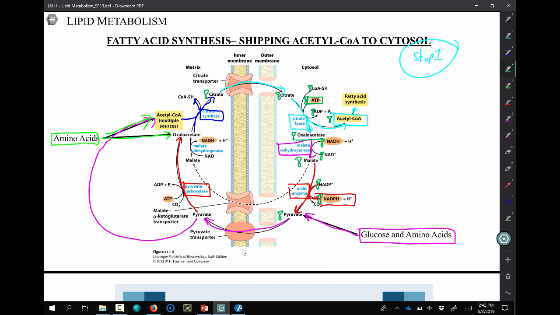And if you follow what's going on here, the electrons from NADH are being used to make malate, and then those electrons on malate are being given right back to NADP+, making NADPH. So this is just transferring those electrons from one place to another. Whew, that's step 1. Isn't that fun?